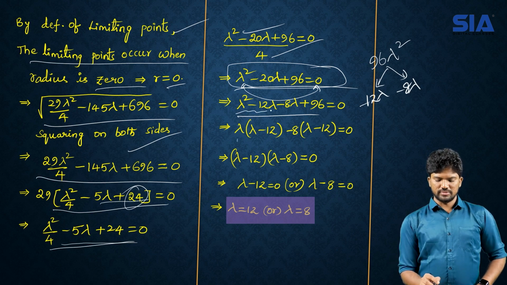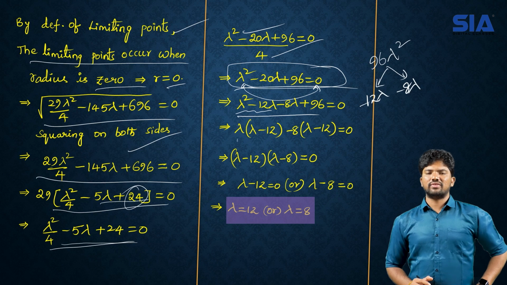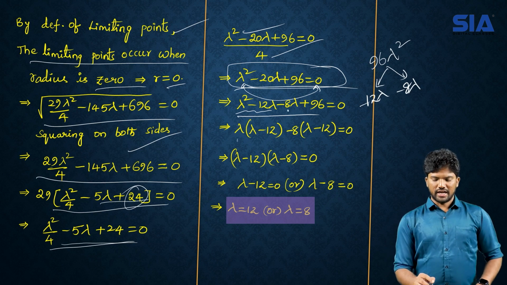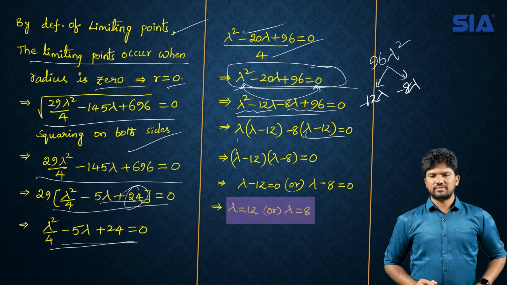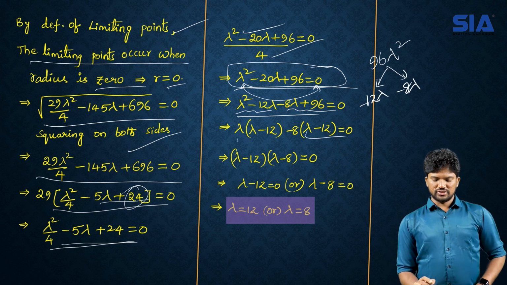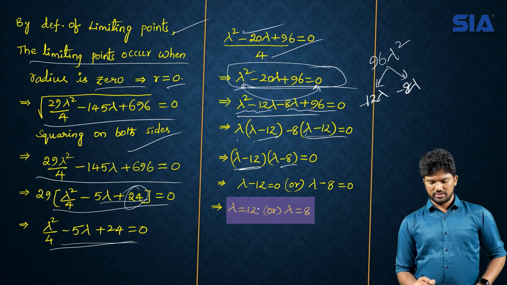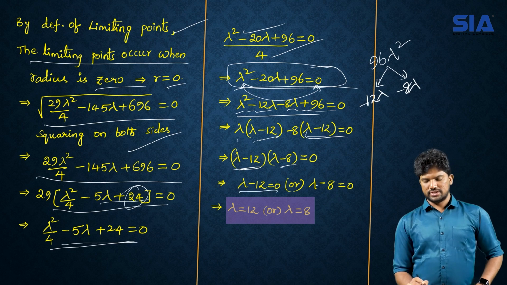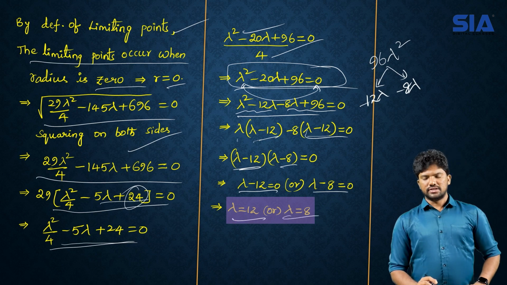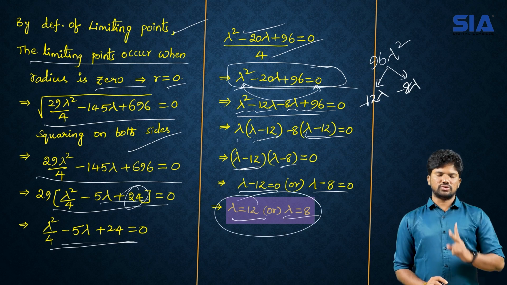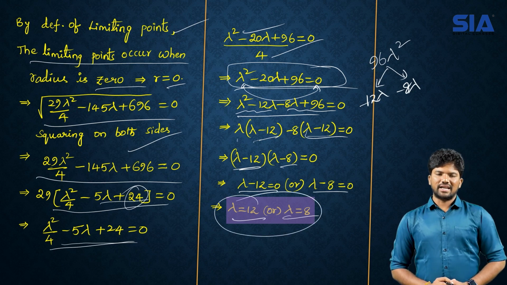From the first two terms take lambda common, then we'll get lambda minus 12, and from the next two terms take minus 8 common, lambda minus 12 is equal to 0. Lambda minus 12 is common, remaining value lambda minus 8 is equal to 0. Lambda minus 12 equal to 0 or lambda minus 8 equal to 0. Lambda is equal to 12, lambda is equal to 8. So in this format we will get two values for the parameter lambda.